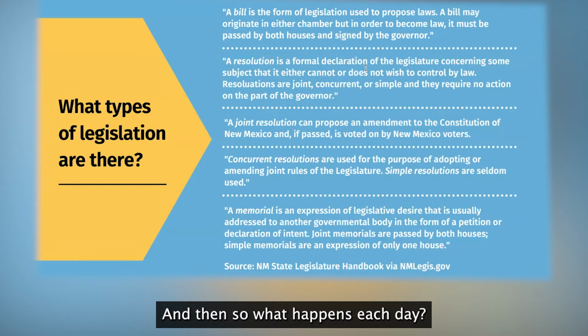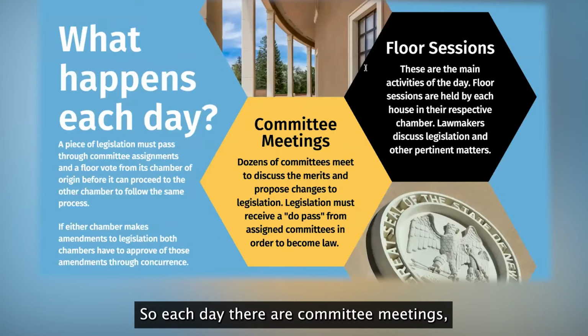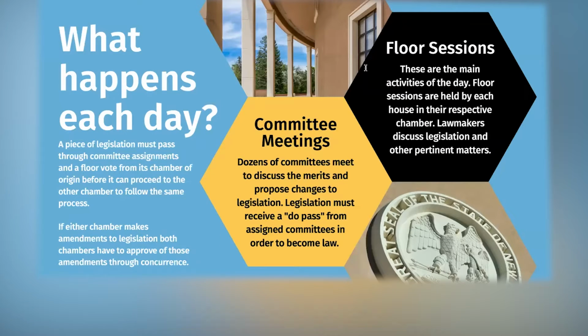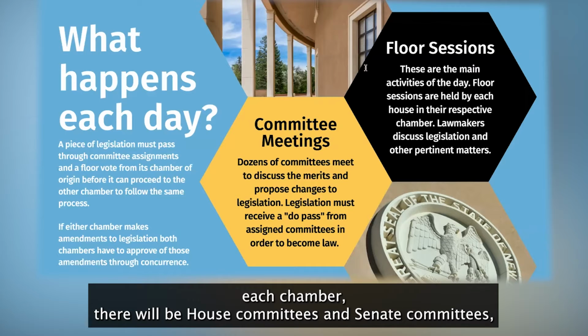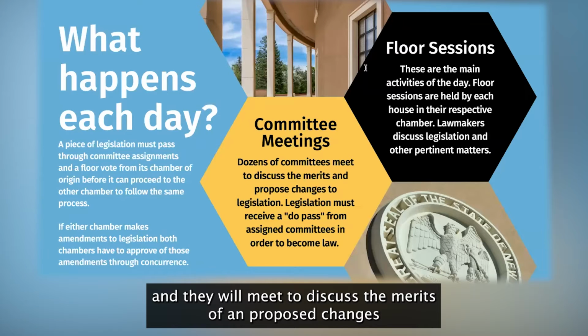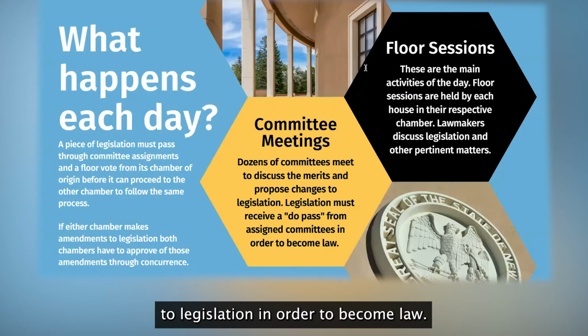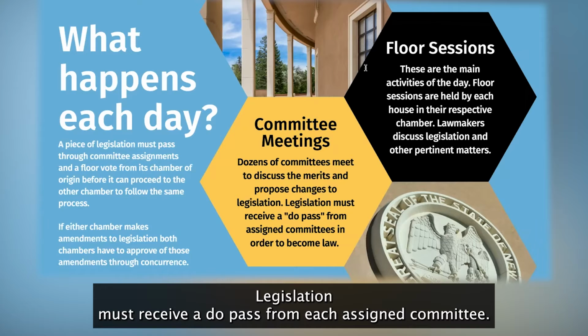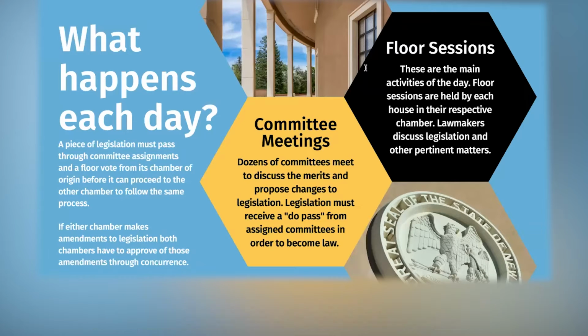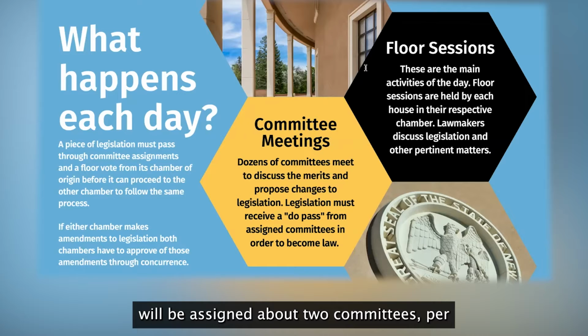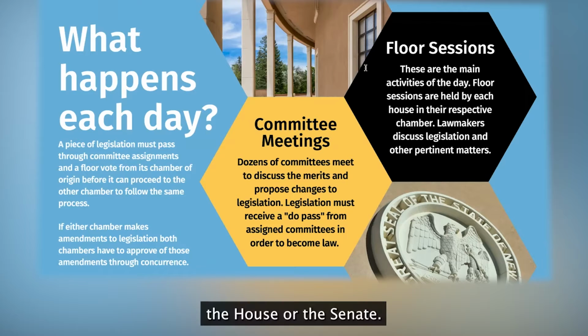And then, so what happens each day? Each day there are committee meetings. There are dozens of committees. In each chamber, there will be House committees and Senate committees, and they will meet to discuss the merits of and propose changes to legislation. In order to become law, legislation must receive a due pass from each assigned committee. Generally speaking, each bill or memorial or resolution will be assigned about 2 committees per the House or the Senate.